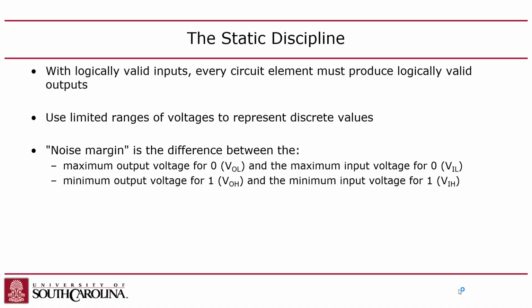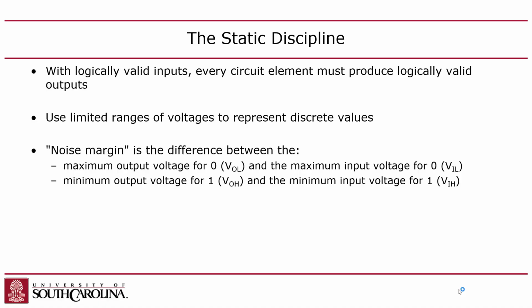So that leads us to this thing called the static discipline, which says that when you generate circuits, if you're giving valid inputs to a circuit, and by circuit I mean potentially a digital logic circuit with multiple gates, you should get valid outputs. And in order to make that guarantee, you have to consider the concept of noise margin.